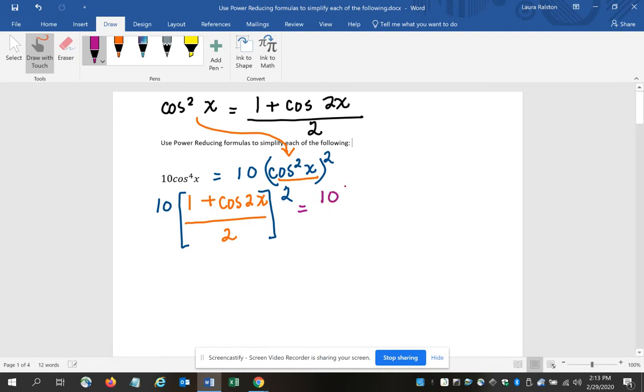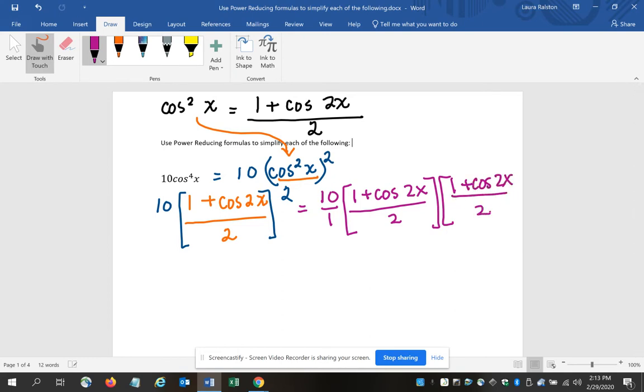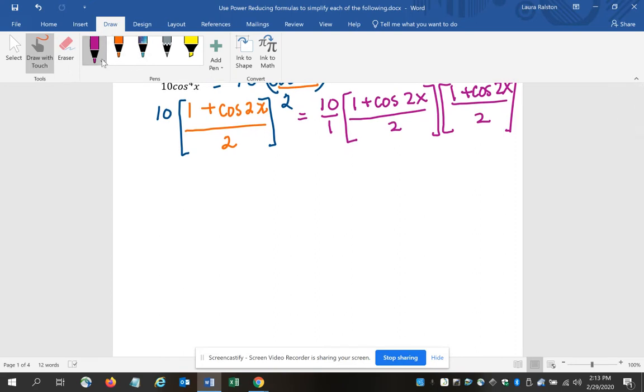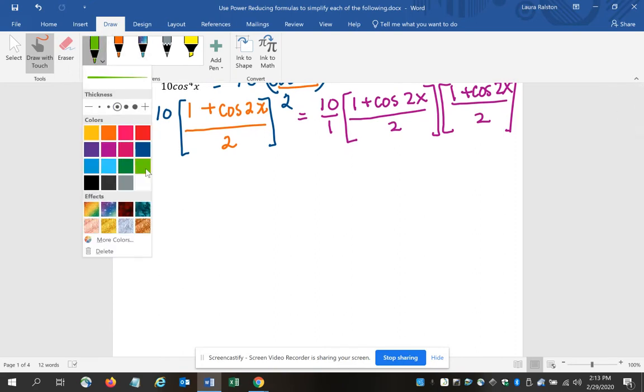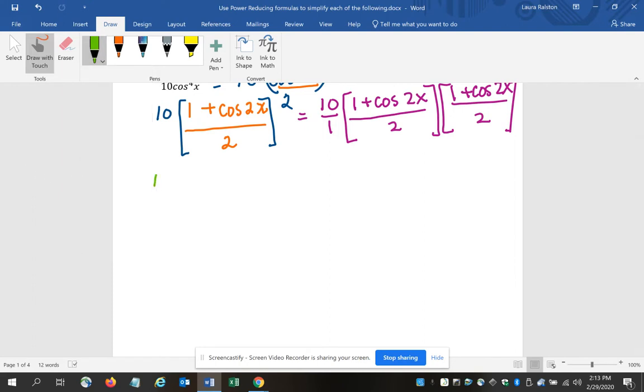So we're going to have 10 times, you might want to put the 10 over 1 since you have a fraction, 1 plus cosine of 2x all over 2 times 1 plus cosine 2x all over 2. You have to remember that you got to multiply that expression times itself. And to do that, we're going to use good old basic FOIL. Okay, so the 10 over 1 is still on the outside, going to hang out.